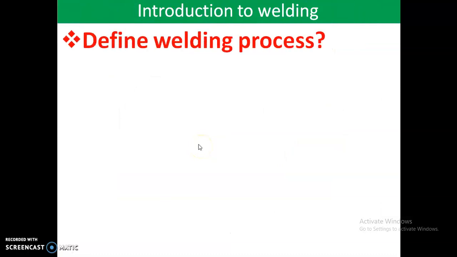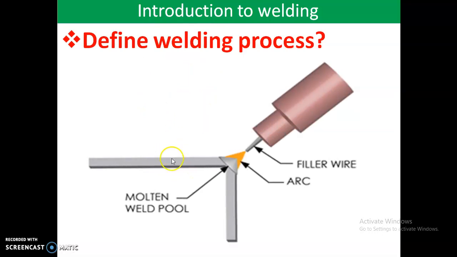How can we define welding? Welding is the process of joining metals. So here we have two rods. If you want to join these two rods by using filler material or without using filler material, by the application of pressure or without application of pressure, we can join these two metals by creating heat. That process is called welding process.